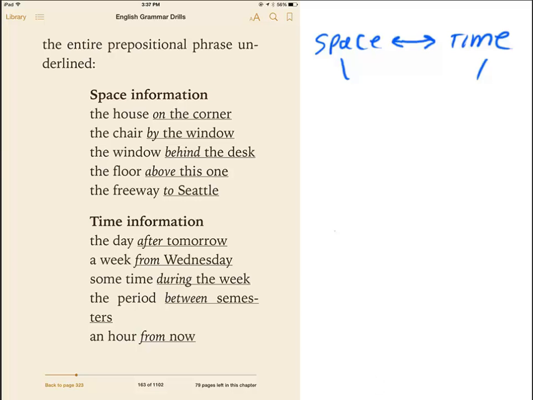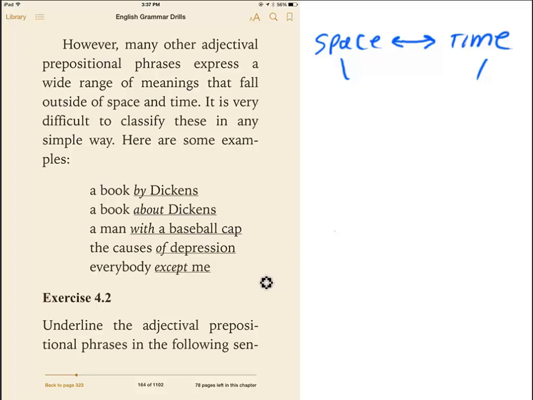There are adjectival prepositional phrases that are very difficult to classify, and we don't really have a classification for them. They're just different. They're not space or time, but they still give you information about the topic or the subject. A book, which book? The one by Dickens. A book, which book? The one about Dickens. A man, which man? The one with a baseball cap. It doesn't give you anything with space or time, does it? The causes, which causes? The causes of depression. Everyone, everybody, which everybody? Everybody except me.